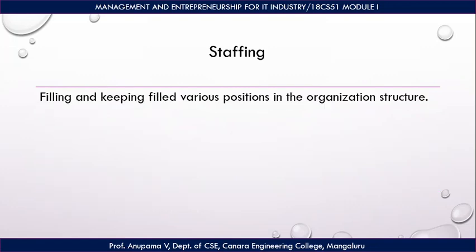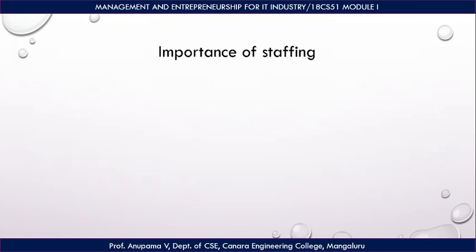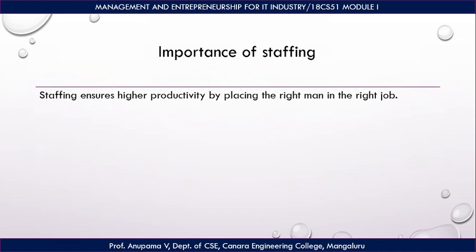The staffing function in an organization has to recruit people with suitable qualifications, knowledge, and skills as per the current requirement of the organization. Staffing is nothing but filling and keeping filled various positions in the organization structure. This includes identifying the workforce requirement, inventorying the people available, recruiting, selection, placing, training, promoting, appraisal, etc. A business cannot be successful for any length of time unless it is capable of bringing in and developing the right kind of people. There are a number of advantages of proper and efficient staffing.